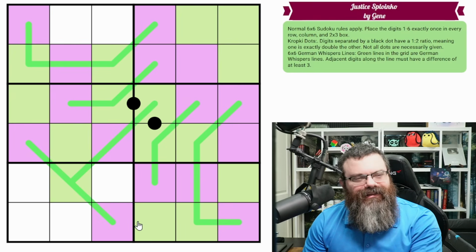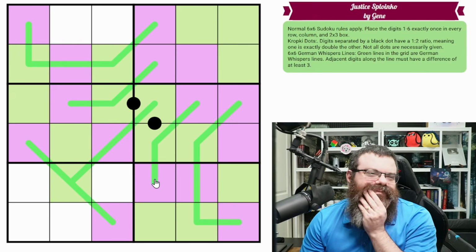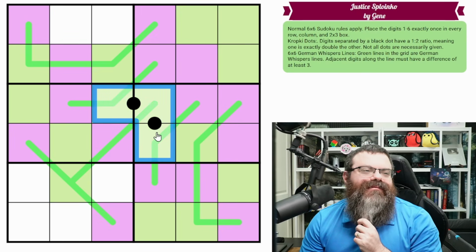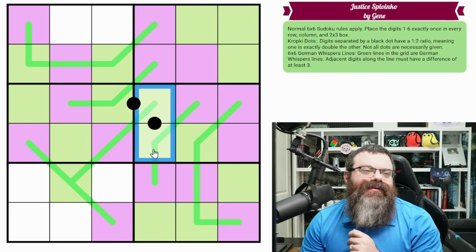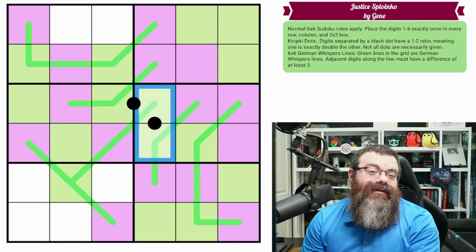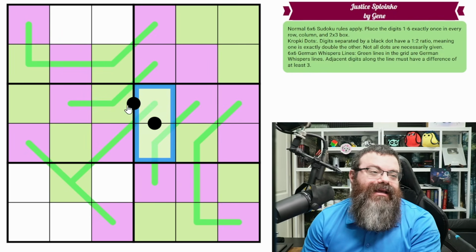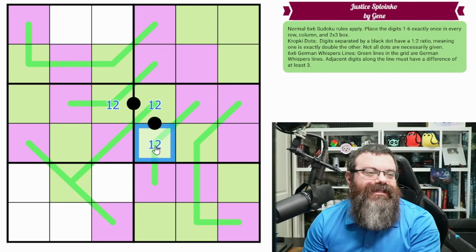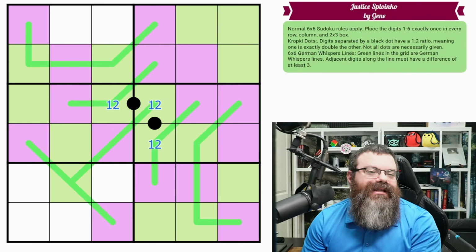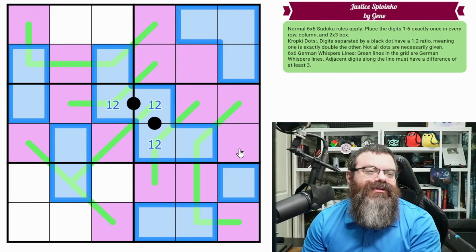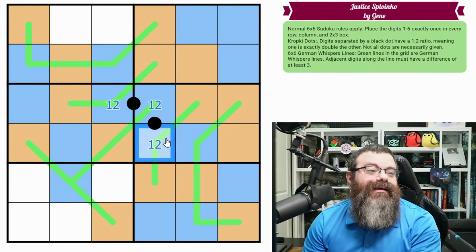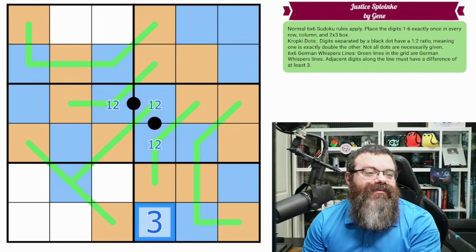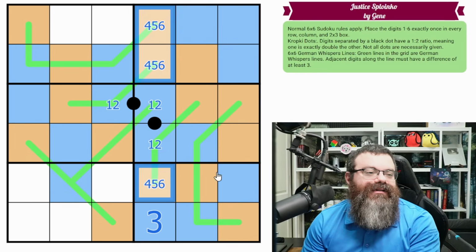Not immediately. All right. So something I've noticed is that these are both green. These are both green. That means green has to be low because there's no way a 4, 5, 6 is going to have a 1 to 2 ratio across this black dot. So it actually has to be a 1, 2 and a 1, 2. That's the only option. Can't do 2, 4. Can't do 3, 6. And so we can actually just say green is low. So I like to use blue for low and then orange for high. That puts a 3 here and a 4, 5, 6 here.